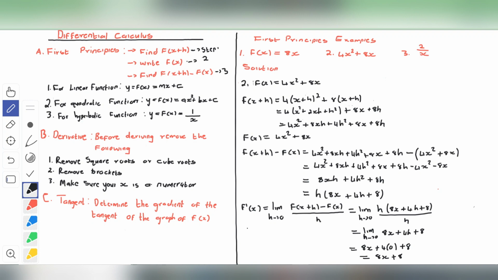So now we're going to do the last one, which is the hyperbolic function for the first principle, right? So I'm just going to erase here.